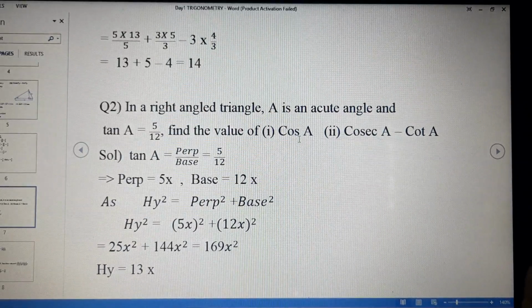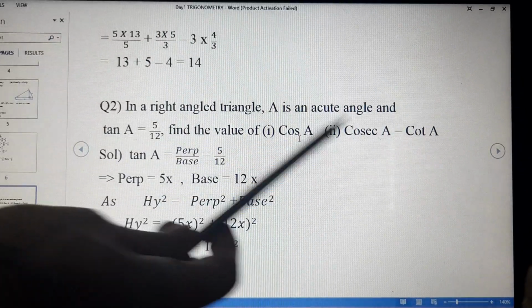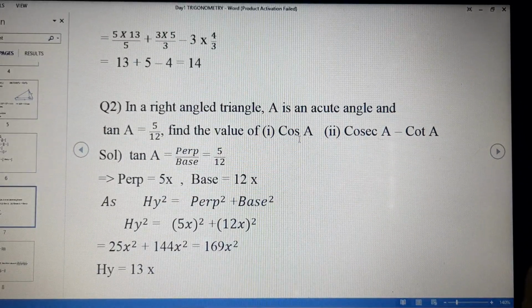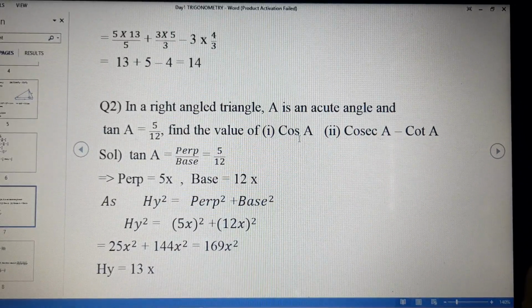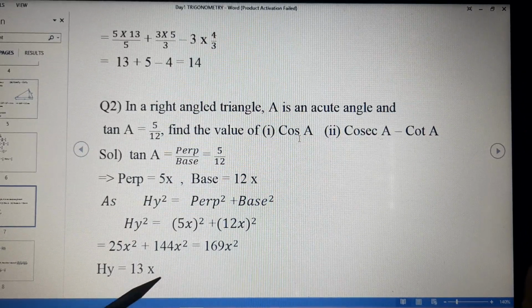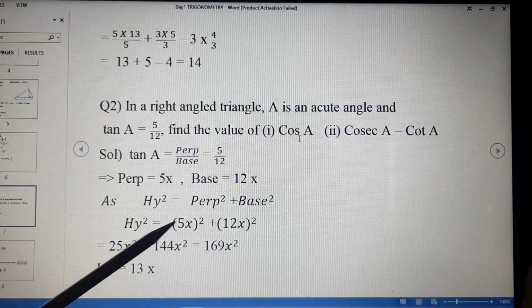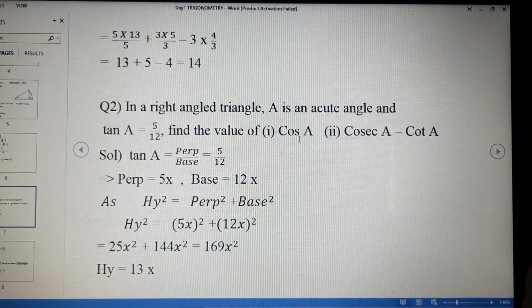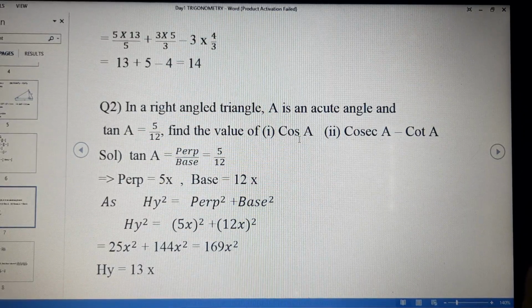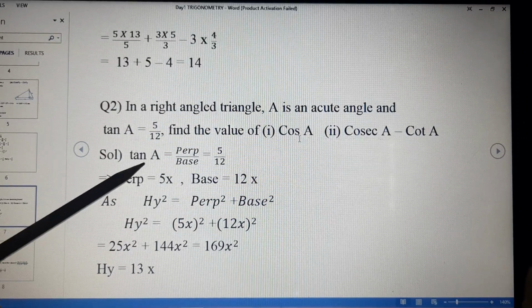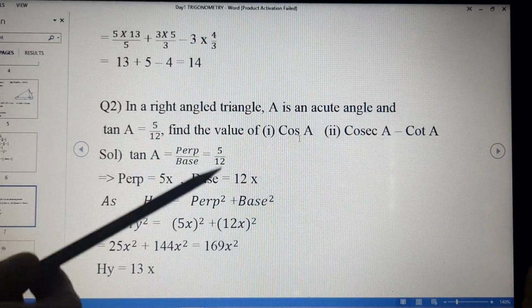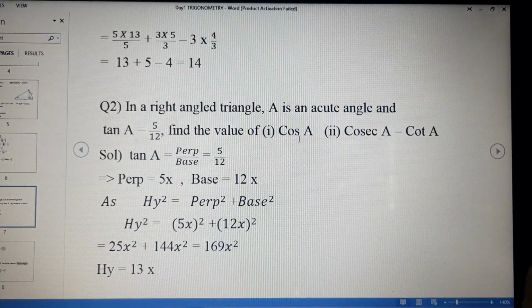12 upon 13. Cosec A means hypotenuse upon perpendicular. 13x upon 5x, x and x are cancelled. 13 upon 5. Cot A is the reciprocal of tan A, so we can write directly 12 upon 5.